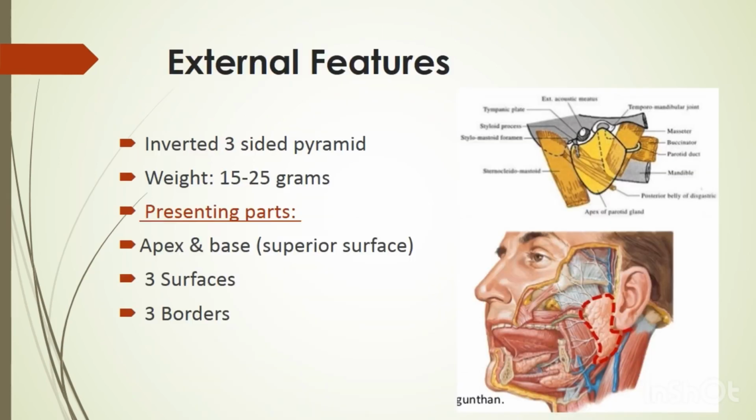Okay, let's continue. Next, we'll be speaking about the external features of the gland. As is very evident from the picture, the parotid gland is an inverted three-sided pyramid. It weighs approximately 15 to 25 grams. The parts of the parotid gland are an apex, which you can see here, and a base, which is also known as the superior surface, and three surfaces and three borders.